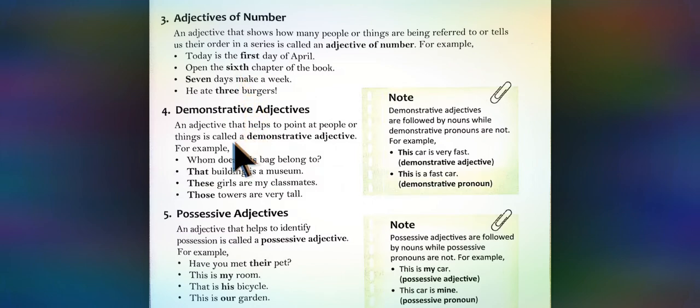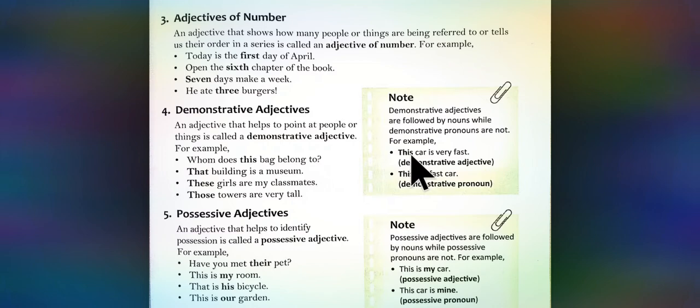Now the next type of adjective is demonstrative adjective. An adjective that helps to point at people or things is called a demonstrative adjective. For example, that building is a museum. So here you can see, students, this word that is pointing at a particular thing, this building. Now the next example is these girls are my classmates. So here the word these is pointing towards particular girls. So the word these is an example of a demonstrative adjective.